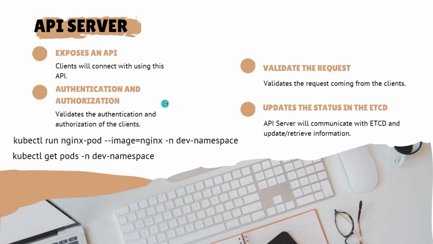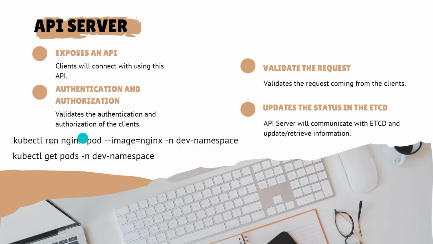The API server is also responsible for authentication and authorization, as well as validating the request. For example, I want to create a pod in Kubernetes, let's say a Nginx pod. For now, you don't need to know what Nginx is, but let's assume I want to create a Nginx pod in Kubernetes. I'll either run the kubectl run command to create a Nginx pod in the dev namespace, or I'll write a YAML file for creating a Nginx pod in the dev namespace.